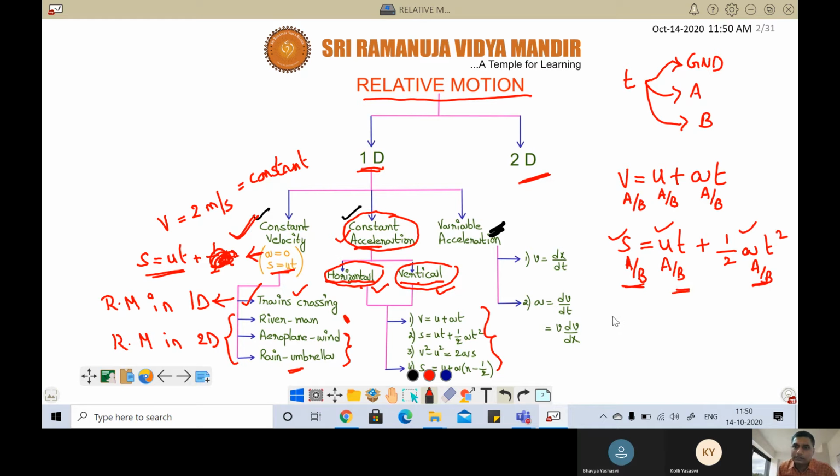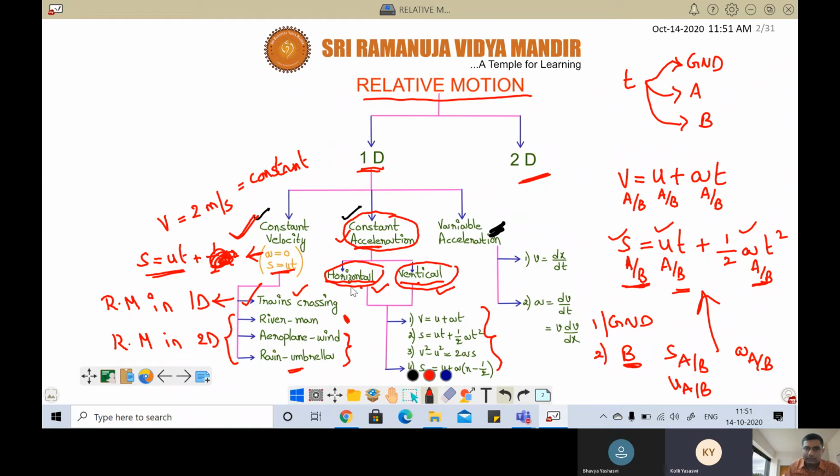To calculate these quantities, first we should write from the ground frame. Then the second one is with respect to the B frame, standing on B. Then calculate S of A with respect to B, u of A with respect to B, and a of A with respect to B, and then substitute into these equations. That's all. So the method is very simple because the basic formula is very simple. You just have to subtract the first quantity minus the second quantity. That's all.